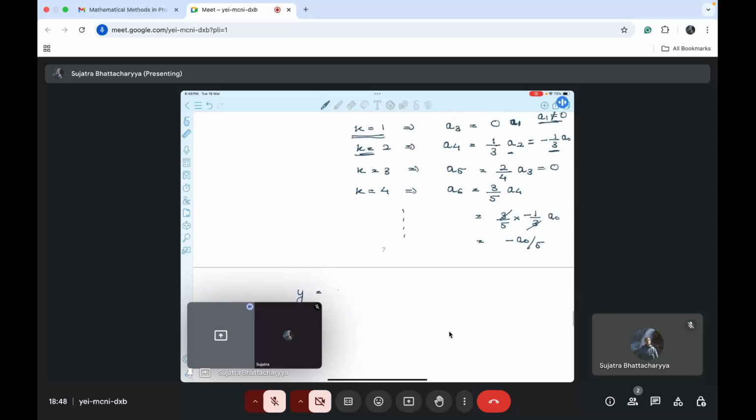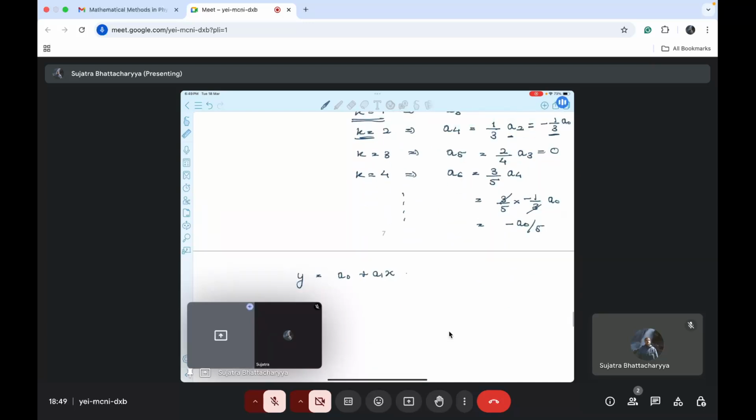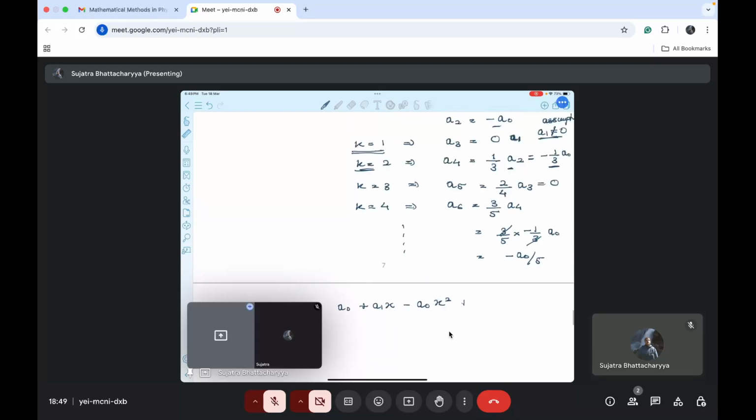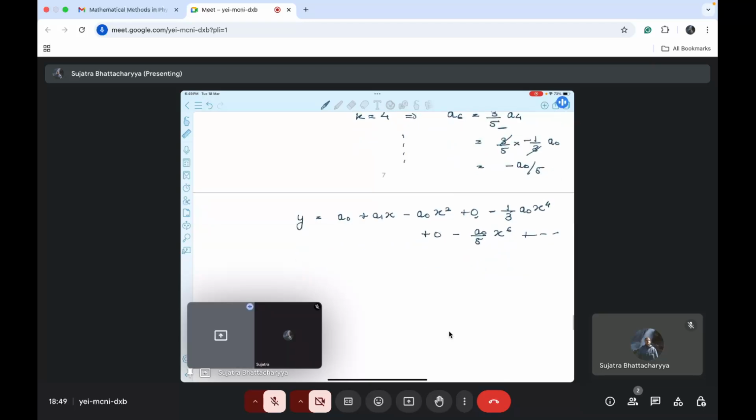So y is equal to, this is A naught definitely, plus A1 x because A1 is not equal to 0, I have shown. What about A2? A2 is minus A naught, right? So it will be minus A naught x square. What about A3? A3 is 0. Next A4 is minus 1 by 3 A naught x to the power 4, because x cube is here. Now it is x4. Similarly A5 is 0. What about A6? This. So minus A naught by 5 x to the power 6, right? And so on. Don't need to write everything.